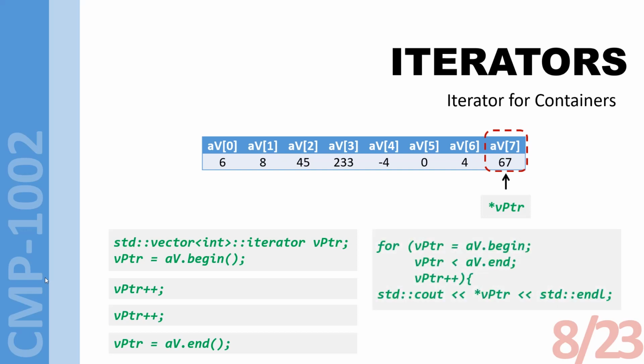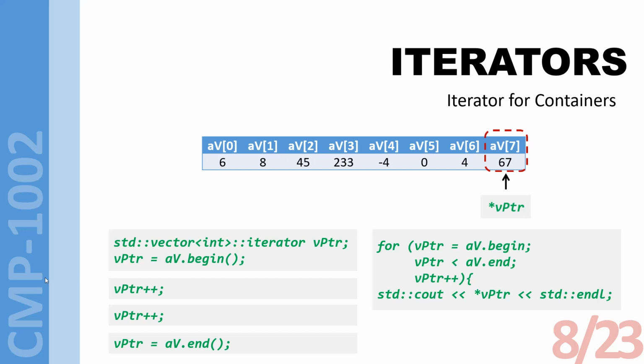If I want to go over all the items in a different way, what I can write is something like this: for vptr equals av.begin, vptr less than av.end, and vptr++. And I only have to do something like std::cout << *vptr. Now I'm making sure that I am never going to refer to an item which is outside of the vector. Because if I use the regular square brackets, I cannot be certain that I'm really accessing an item that is already there.